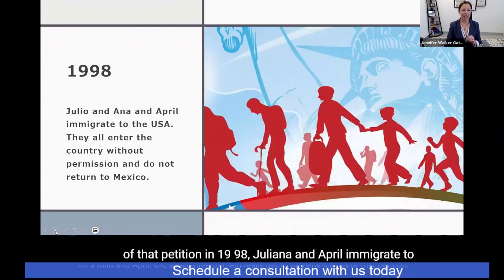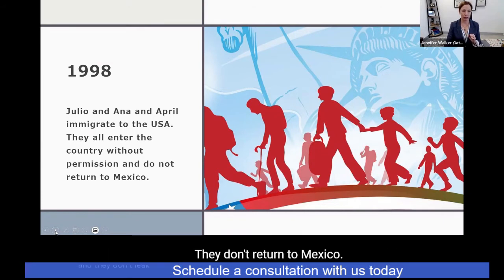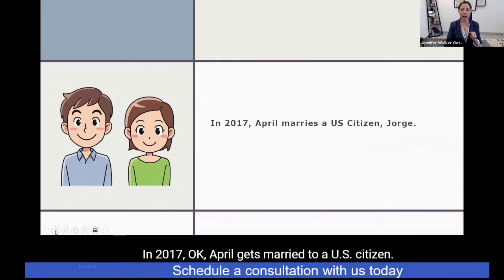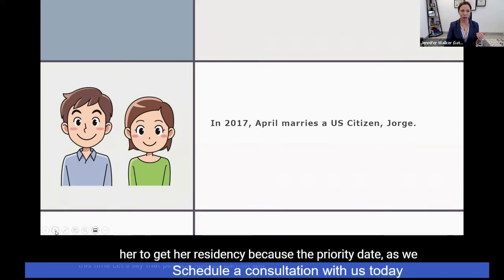In 1998, Julio, Ana, and April immigrate to the United States. They enter without permission, and they don't leave. They don't return to Mexico. In 2017, okay, April gets married to a US citizen, Jorge. Now, remember, April was born in 1997, so she's 20 at this time. Let's say that petition filed by Carmen still hasn't allowed her to get her residency because the priority dates, as we know, are backed way up for Mexicans especially.